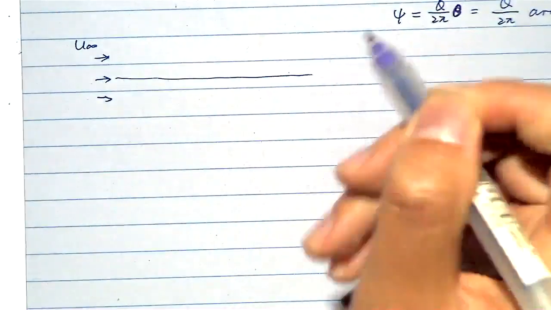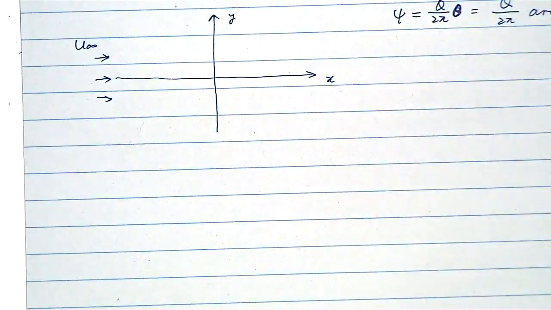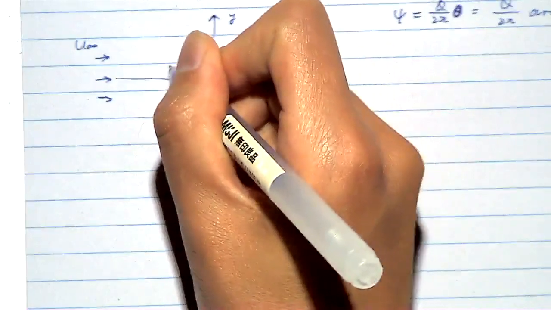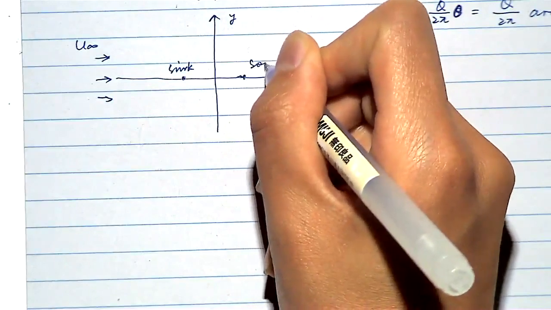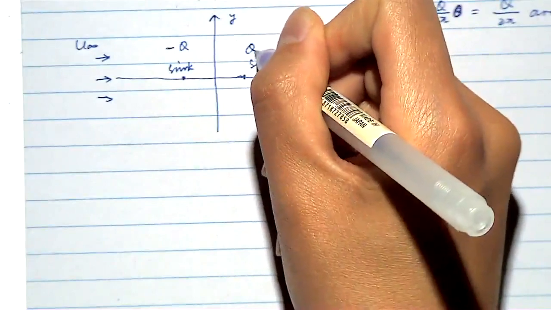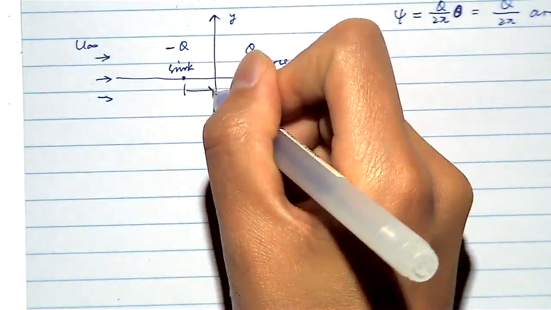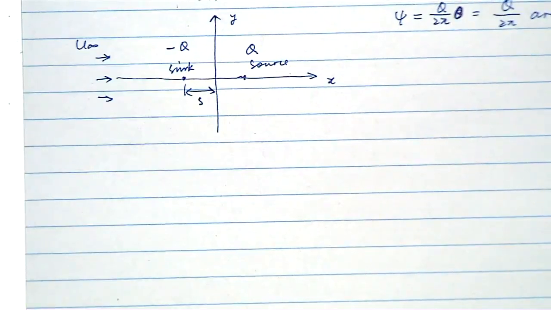All right, I'll just put a sketch here to remind you what's happening. We have uniform flow. This is the x-axis. This is the y-axis. And there's a sink. There's a source. The strength is minus Q, and this one's positive Q. And the distance is a small s. Okay? So this is the flow.